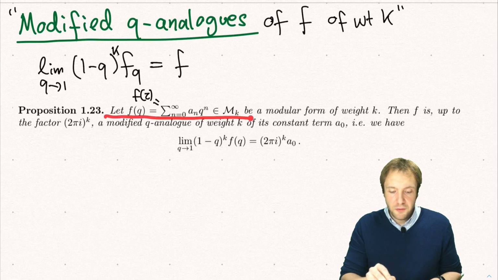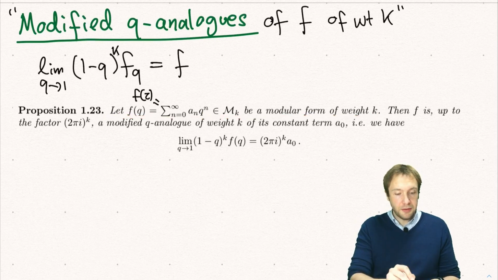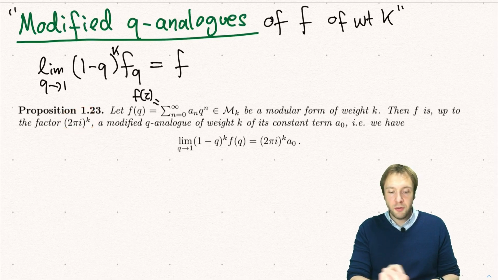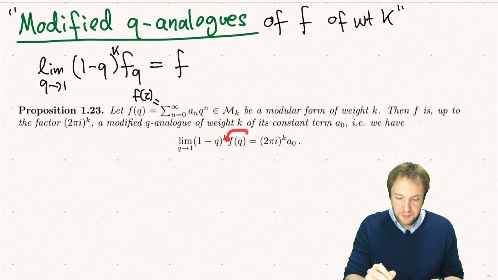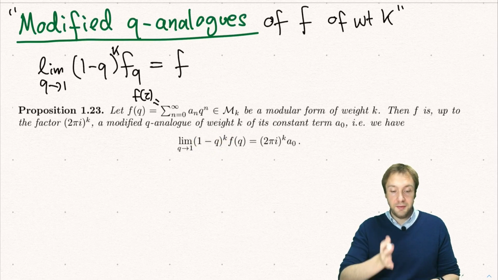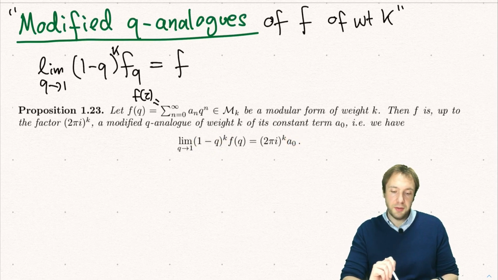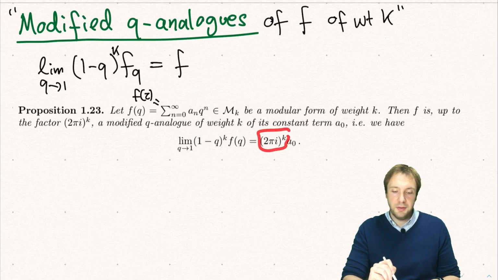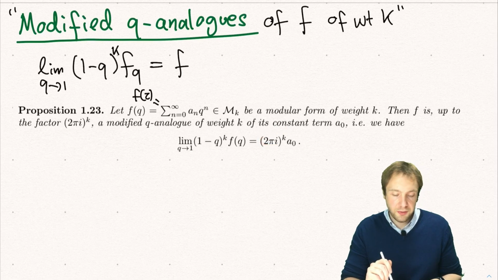And if I have a modular form of weight k, then this modular form f is, up to some power of pi, a modified q-analog of its constant term. Meaning, if I multiply this modular form by 1 minus q to the weight of this modular form, and then send q to 1, I will get back the constant term a0 times some factor in front, which is here 2 pi i to the power k.